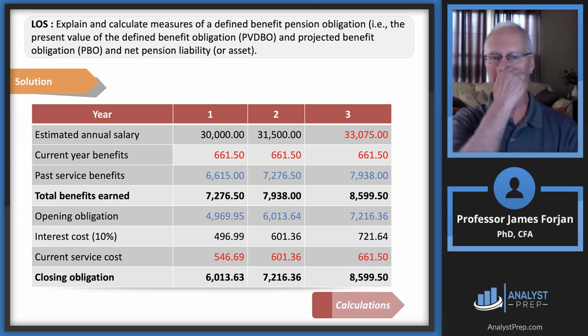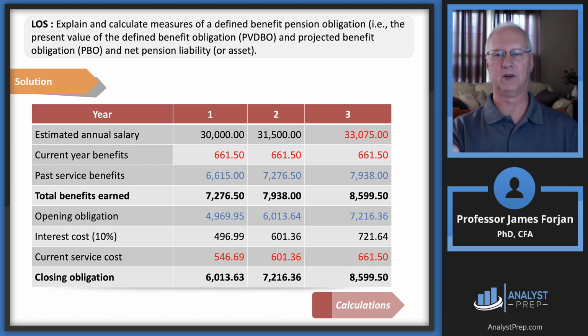Let's go ahead and determine those current year benefits. So you should have 33,075 in your calculator. And so just multiply that by 2%. And so I'll get my calculator out here with me. 33,075 times .02. So that gets me the 661. So we're going to put that in year 1, 2, and 3. And then we're going to multiply that by 10 years of service, right? So the 661 times 10 in year 1 gets us the 6,615.